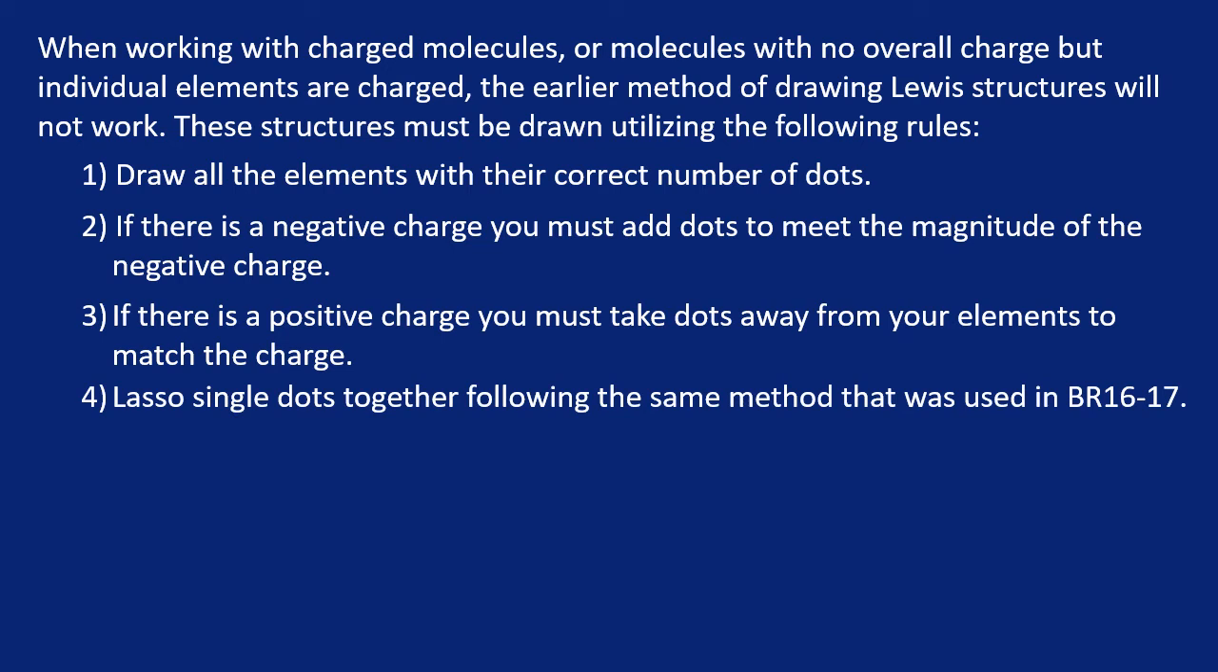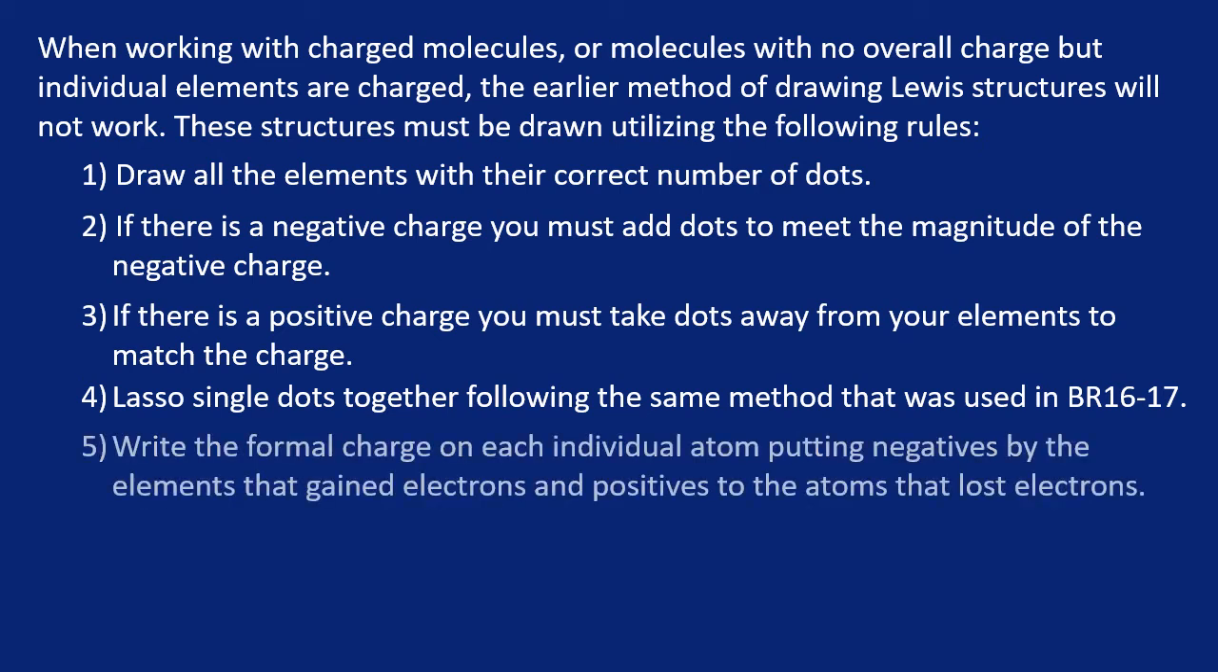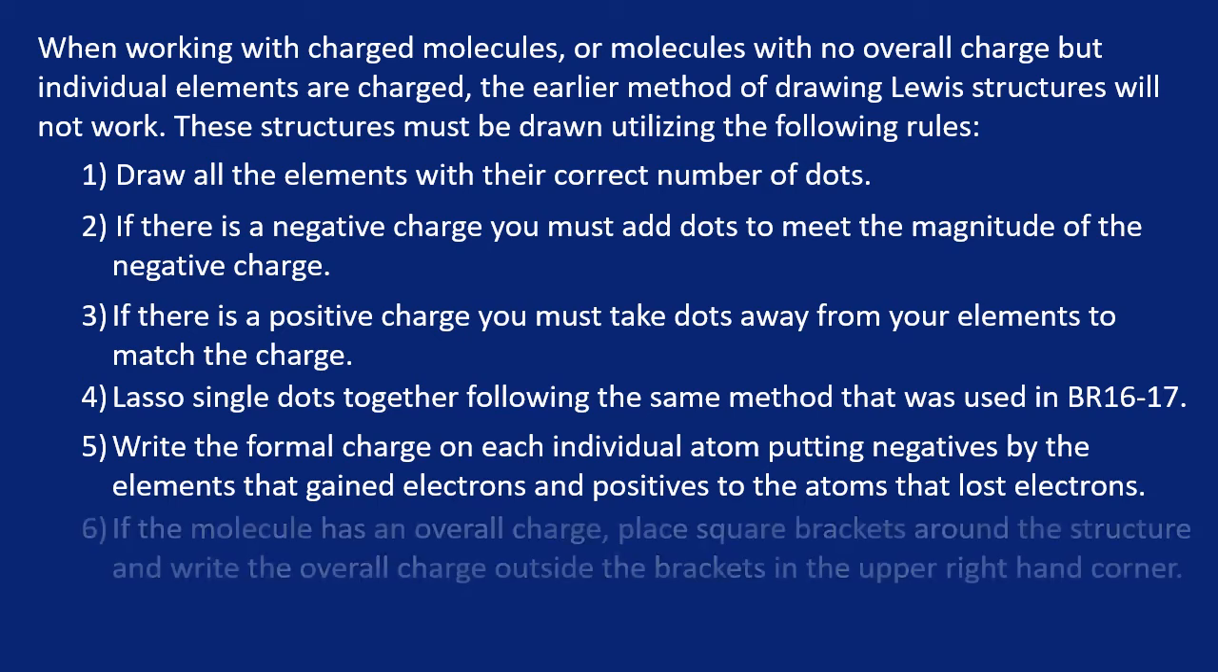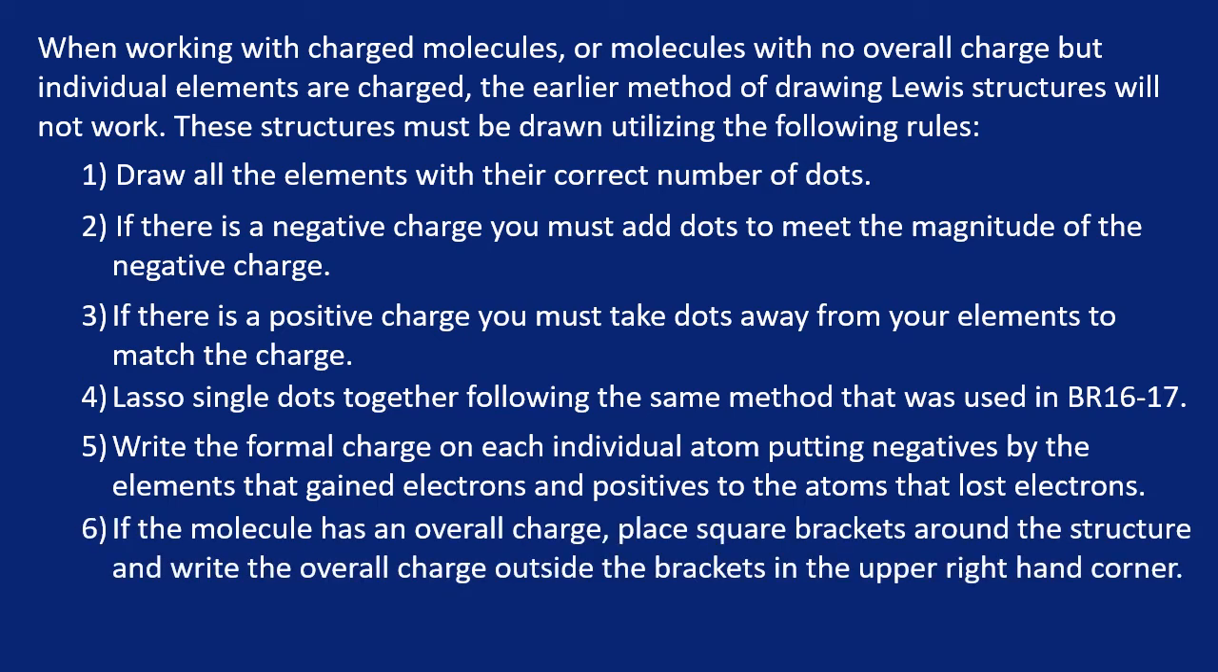Then you'll lasso single dots together following the same method that we used in BR16 and 17, and then we write the formal charge on each individual atom, putting negatives by the elements that gained electrons and positives on the atoms that lost electrons. And if the molecule has an overall charge, remember we place square brackets around the structure and write the overall charge outside the brackets in the upper right-hand corner.